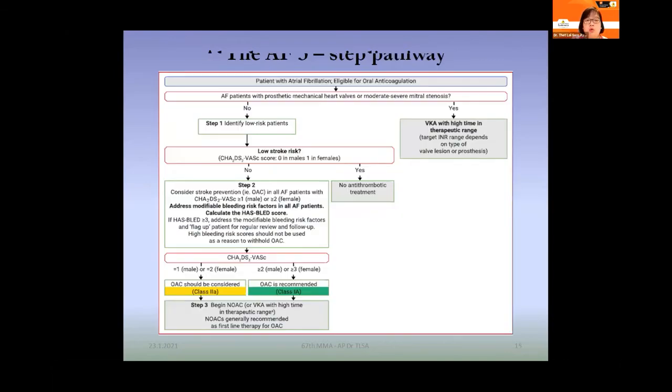So what are we doing in clinical practice? When the patient is eligible for oral anticoagulation, we should identify the risk by the CHA2DS2-VASc score. This is step 1. With the CHA2DS2-VASc score, we can identify the low-risk patient and the high-risk patient. What is the low risk? Low risk means a CHA2DS2-VASc score of 0 in men and 1 in women. So this is the low risk. If the patient is at low risk, we should not give antithrombotic treatment like NOAC or warfarin.